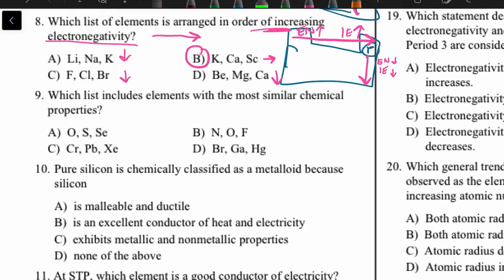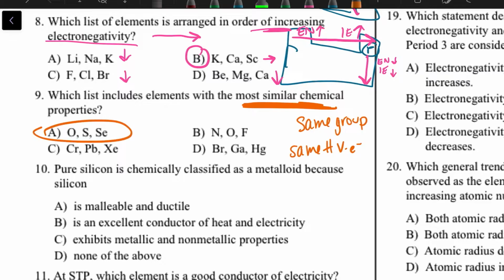Number 9, which list includes elements with most similar chemical properties? So you want elements in the same group. Elements in the same group have the same number of valence electrons, and that's what allows them to have similar chemical properties. They're going to do similar things to get that full 8. So if we look at all of these element groups, only O, S, and Se are in the same group.